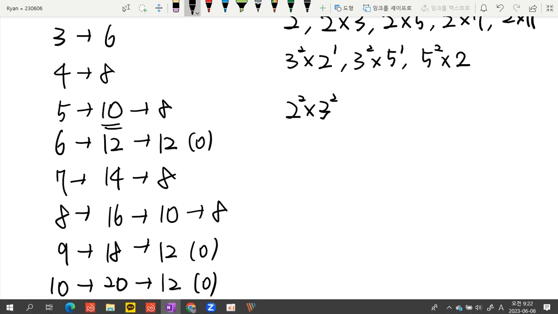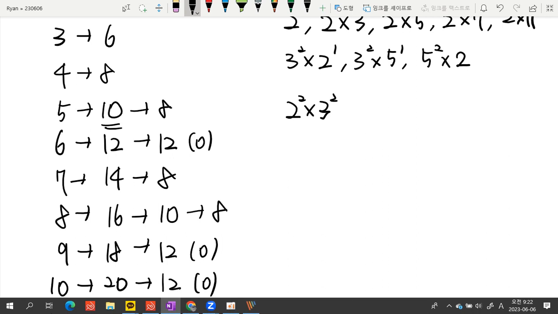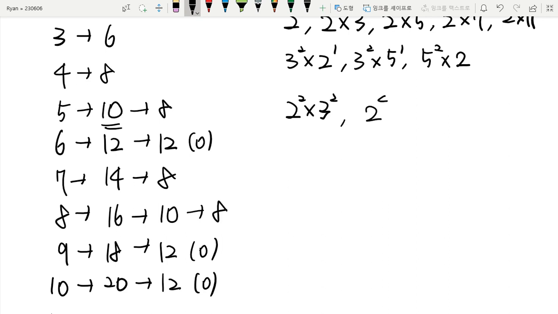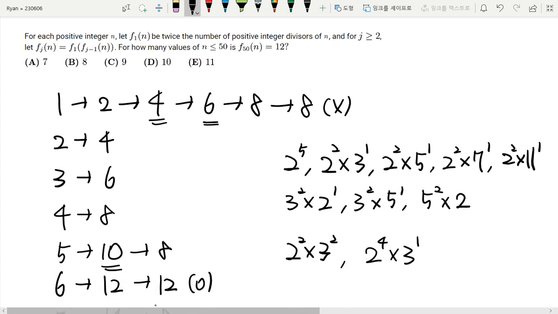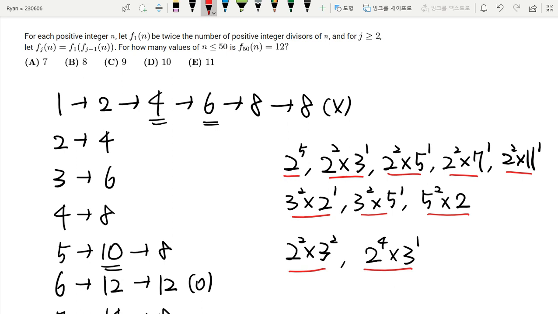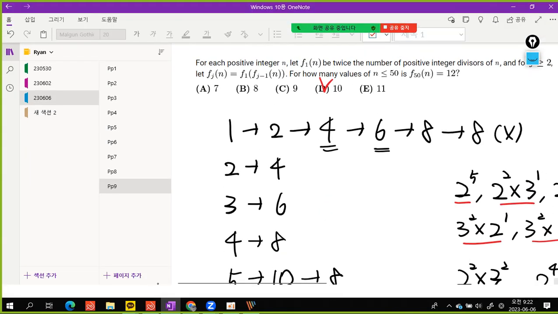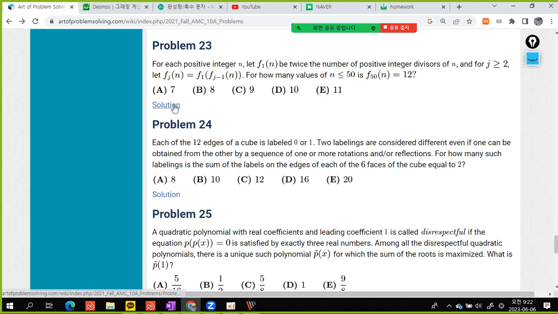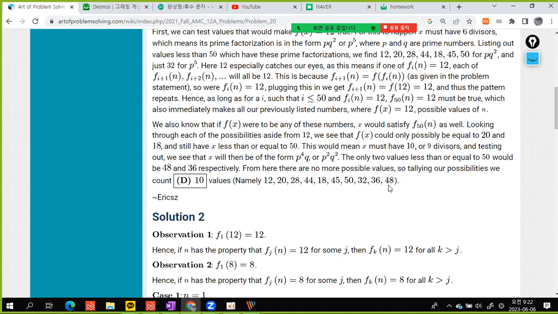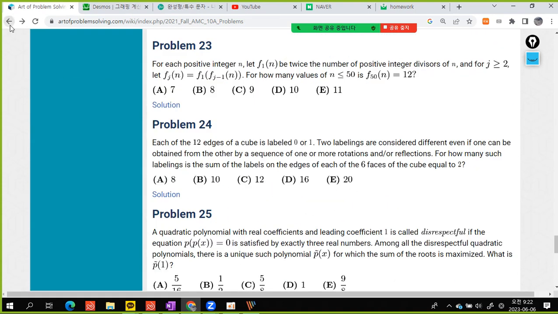And if the number of factors is 10, because 10 is 5 times 2, we can think of this number that makes 5 times 2, and I don't think other cases are possible less than or equal to 50. So how many numbers did we find? Yep, how many numbers? 10. So the answer is D.